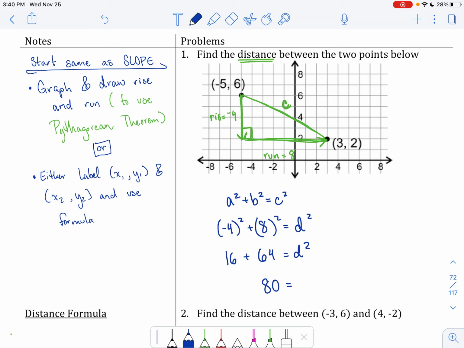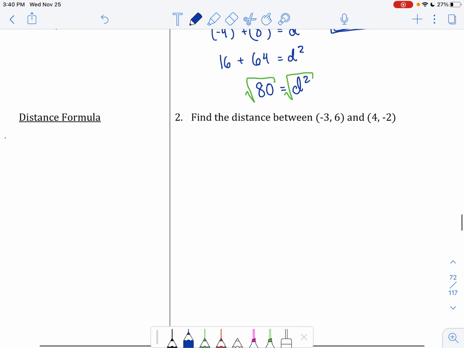16 plus 64 is 80. Since that isn't one of our nice perfect squares, I will get out my calculator, put a square root, and I will end up with the distance between these points is 8.9. Again, if you want to add units, you absolutely can. So that's how you solve for the distance when it's already graphed. You just draw in the right triangle and use the Pythagorean theorem.